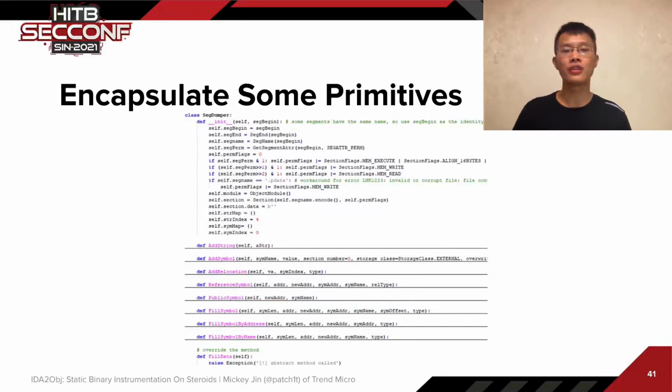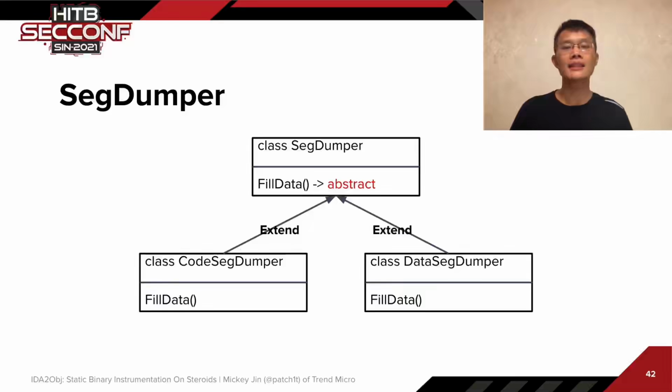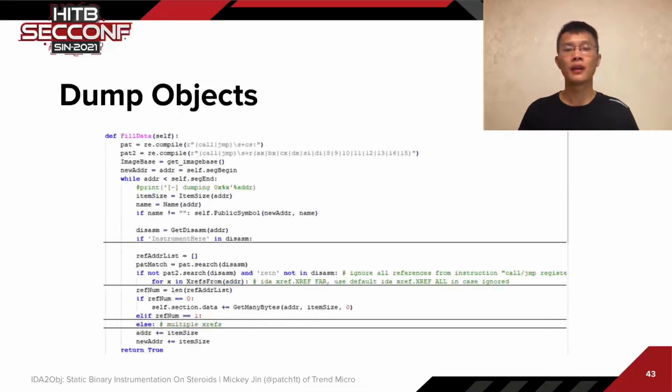The class StackDumper has an abstract method, fieldData. CodeStackDumper and DataStackDumper are the subclasses of the StackDumper. They just override the fieldData method to implement the dumping logic. Both the dumpers have a similar dumping flow. It iterates all the instructions inside the segment, stepping by the current item size. And if the current item has a name, it will publish it. Then it will compute the cross-reference list.